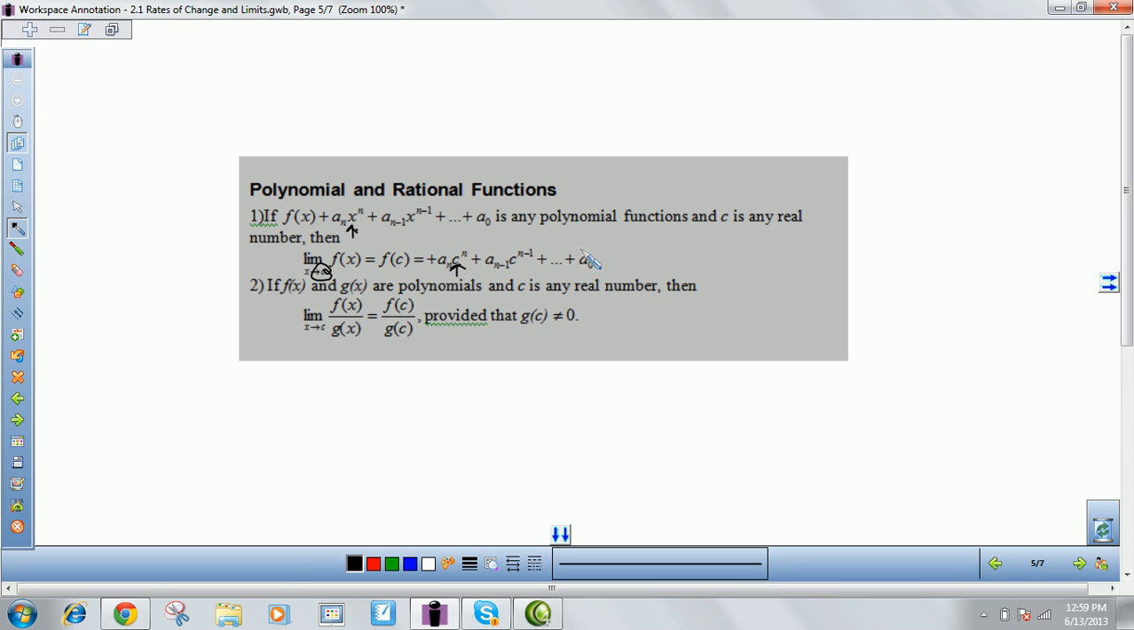That's all that's saying. And then the second part, if f of x and g of x are polynomials and you have a quotient and you're finding the limit, you would again plug those in there. So you plug c in for x for both of those, and then you would divide those. And again, as we saw on the sine of x over x, this bottom right here cannot be 0. If that's 0, then it's undefined. You have to take a different route to see if it's possible, which we'll get into later.